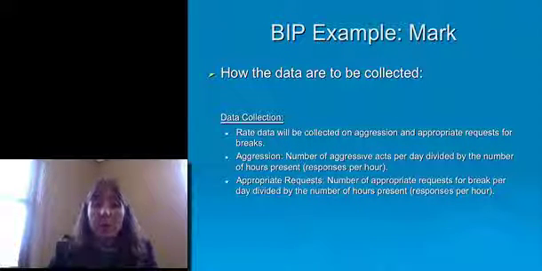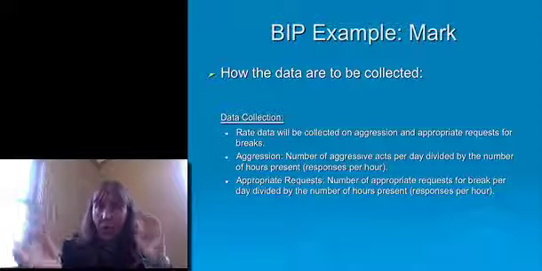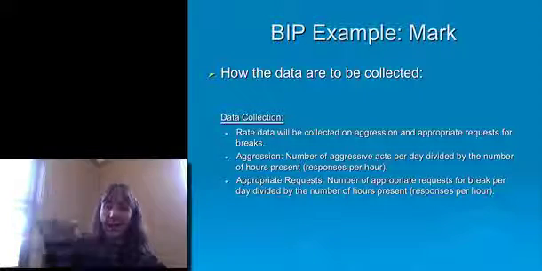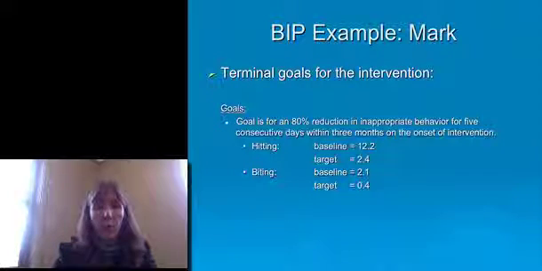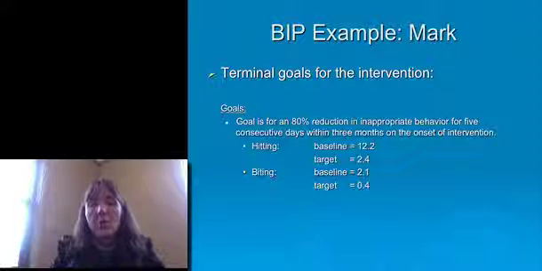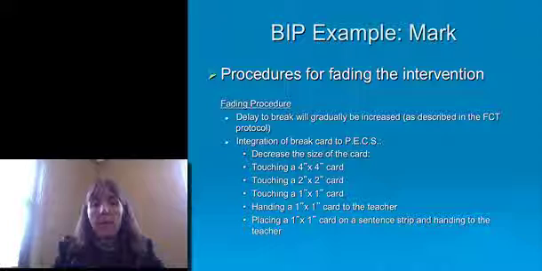Data collection is going to be rate, number of aggressive acts per day divided by the number of hours present, and appropriate requests for break. Wonderful. Remember fair pair rule. Trying to bring something down, trying to bring something up. So we're integrating that replacement skill focus. Terminal goals. For hitting, the target is to get down to 2.4, and for biting to 0.4.